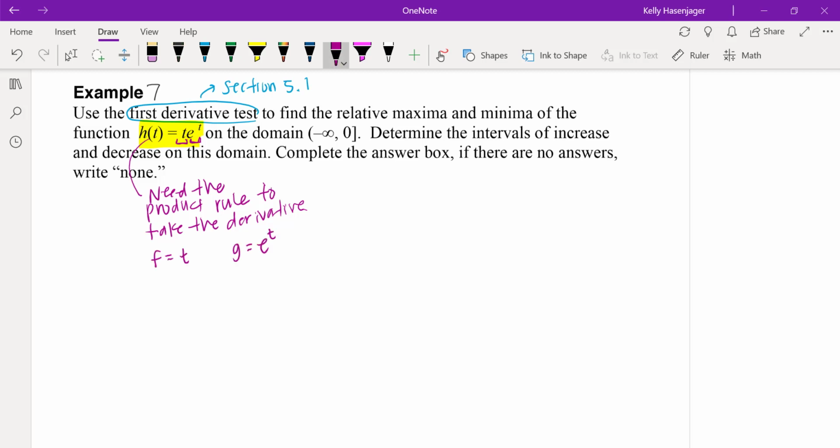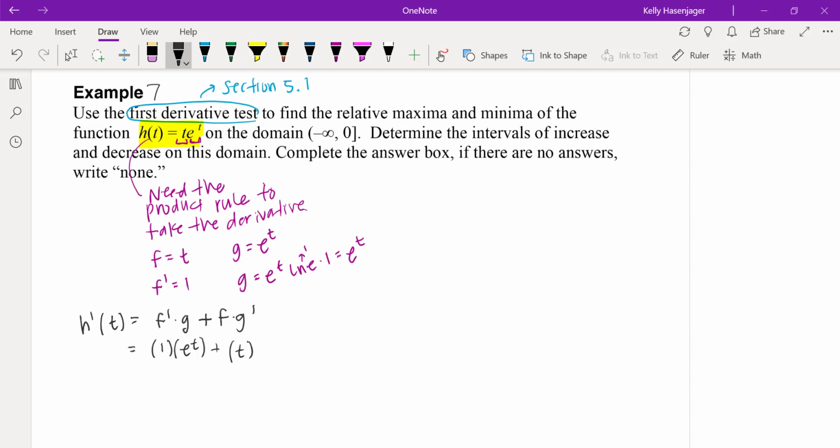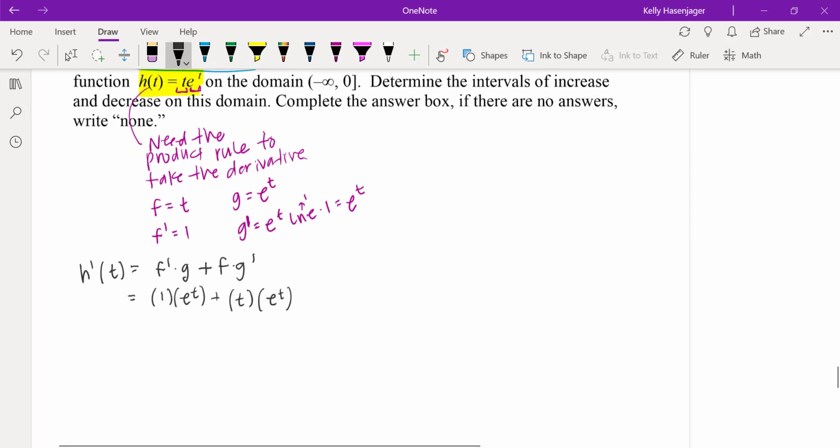All right, so we're going to start our chart. We'll let f be t and g be e to the power of t. We'll take the derivative of t, which is 1, and the derivative of e to the t. The t is in the exponent, so we use the exponential derivative formula. And once we simplify it, we just get e to the t. All right, now we can use the product rule, which has formula f prime g plus fg prime, and we'll fill in our pieces from above.